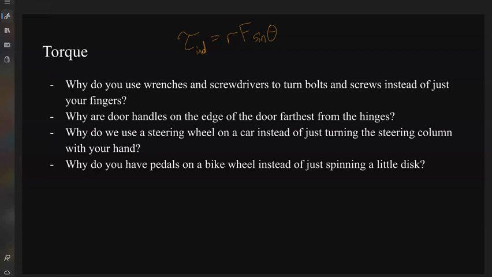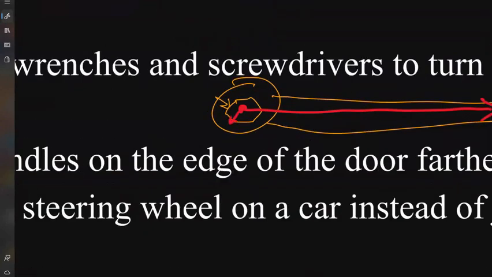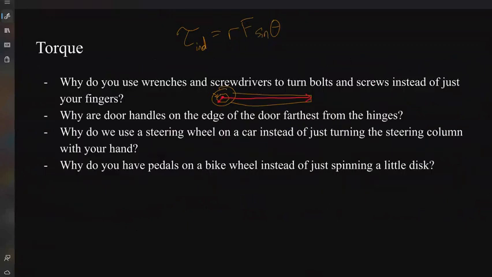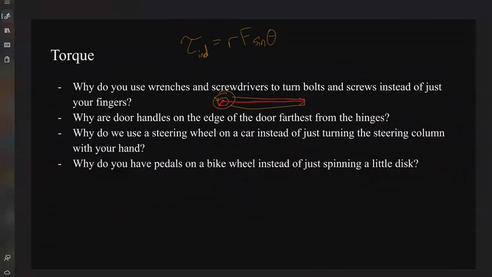Take a moment and pause the video and walk through these questions. See if you can come up with answers for them. First one, why do you use wrenches and screwdrivers to turn bolts and screws instead of just your fingers? Well, if it's just your finger, like on a six-sided bolt, then you're only at that location. But wrenches extend all the way out here. So all of a sudden, we're using this radius as opposed to just this little radius right there. So we're really increasing our torque because we have a much bigger radius on the wrench.